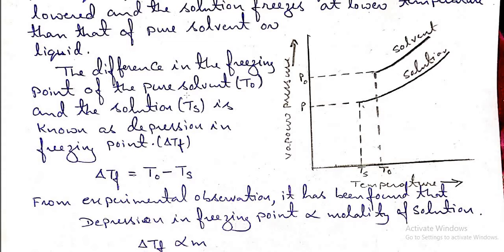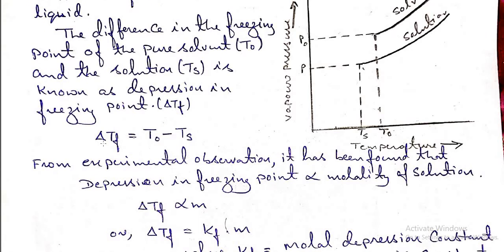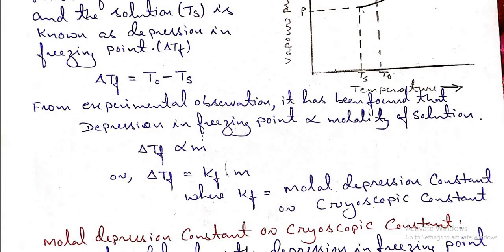The difference in the freezing point of the pure solvent T naught and the solution Ts is known as the depression in freezing point, that is delta Tf. So delta Tf is given by T naught minus Ts, that means freezing point of pure solvent minus freezing point of solution. From experimental observations, it has been found that depression in freezing point is directly proportional to molality of solution. The derivation below this is the same as we have seen in case of elevation in boiling point. So delta Tf is proportional to m.